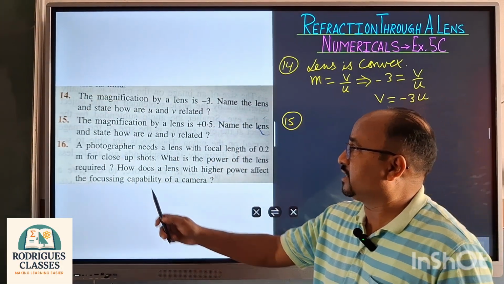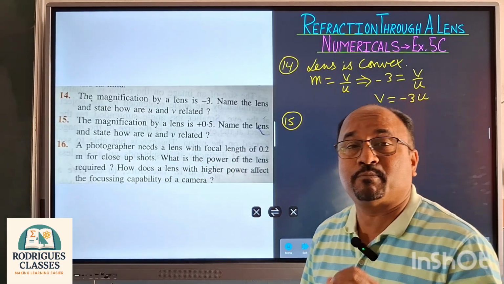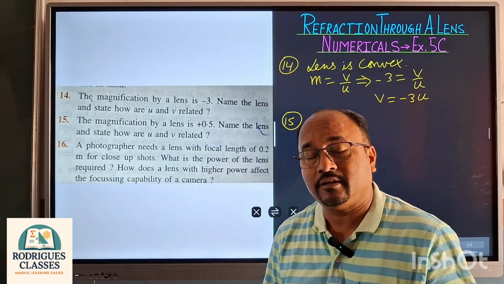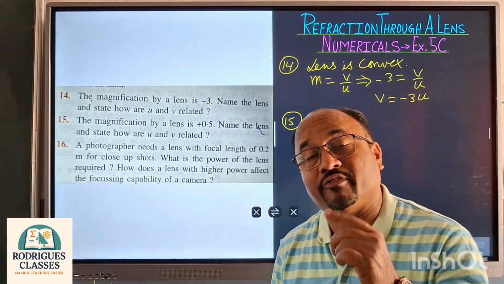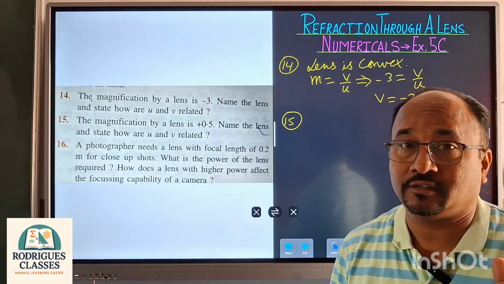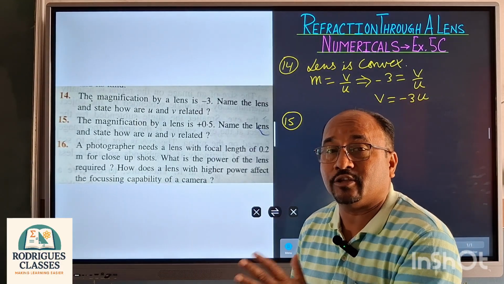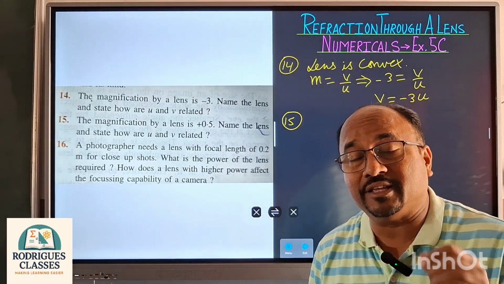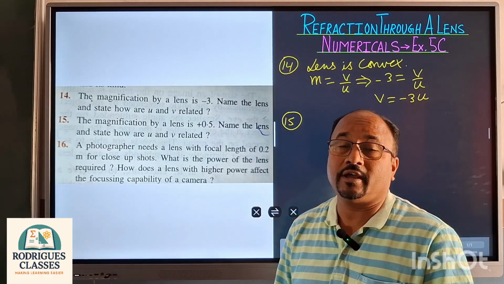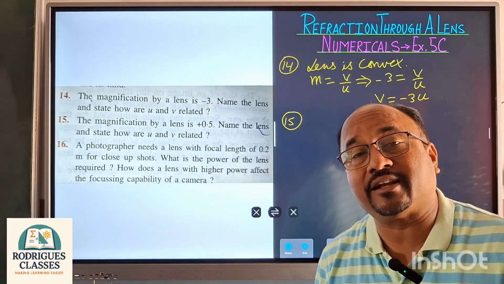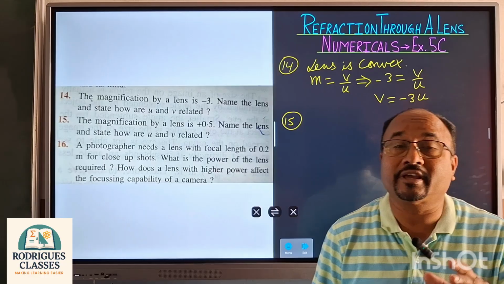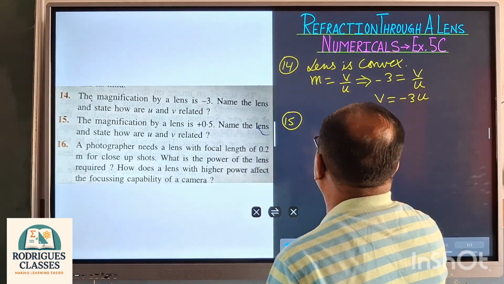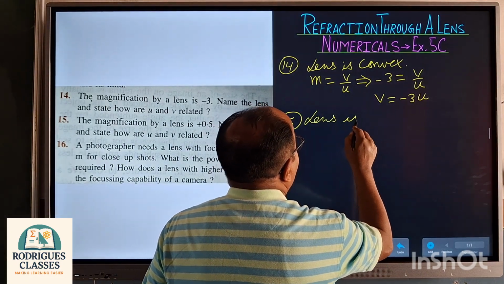Okay, so it says here now the magnification of a lens is plus 0.5. Plus means the image is erect. Now erect image is formed by a convex lens as well as a concave lens. So you have to be careful and look at the value also. Magnification is 0.5, less than 1. It means it is a diminished image. In convex lens, when it is an erect image, it is magnified. But in concave lens, when it is an erect image, it is diminished. So the lens here is concave.